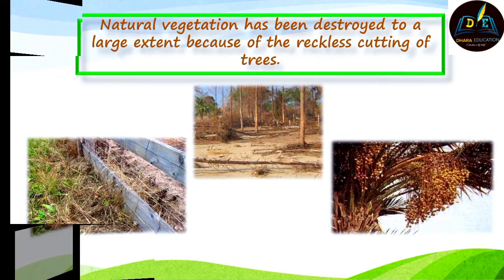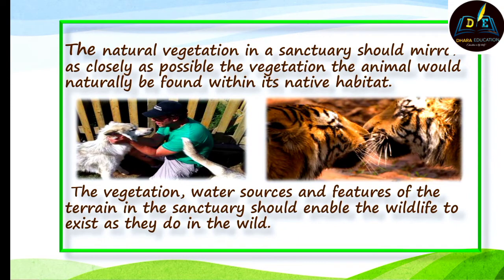So now we will go ahead with another important point, which is that the natural vegetation in a sanctuary should mirror as closely as possible the vegetation the animal would naturally be found within its native habitat.